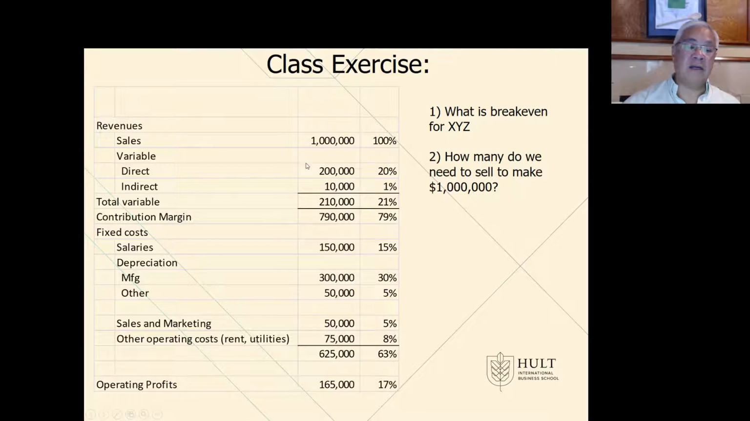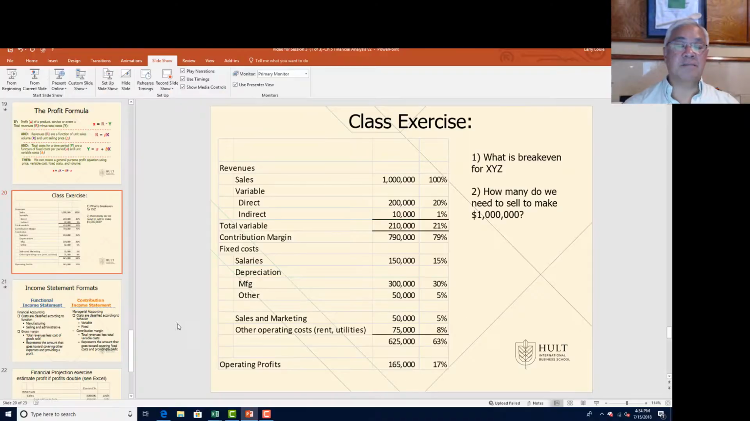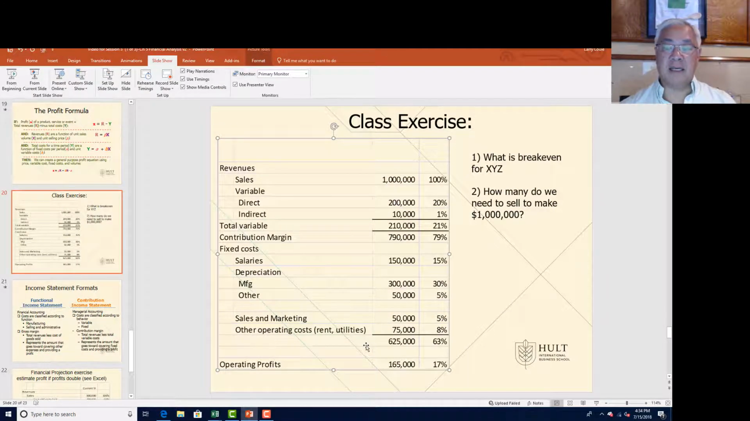So we're breaking out here sales of a million, and 200,000 direct and 10,000 in indirect, etc. And we know we're making money. So if we want to take the break-even point, we can determine this. So let's do this. I'm going to take this and copy it and put it in Excel.